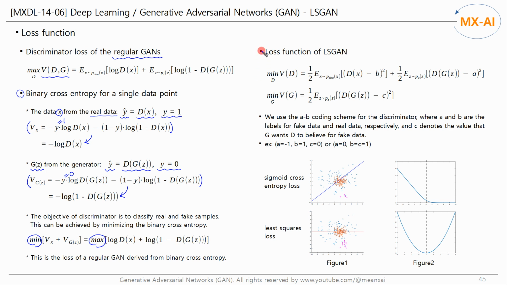Next, let's look at the loss function of LSGAN. As seen on the left, when viewing the discriminator as a classifier, regular GANs adopt the sigmoid cross-entropy loss function. As mentioned on the previous page, when updating the generator, this loss function will cause the problem of vanishing gradients for the samples that are on the correct side of the decision boundary but are still far from the real data.